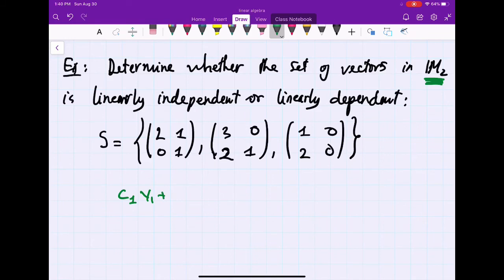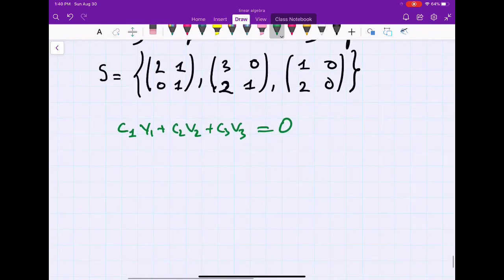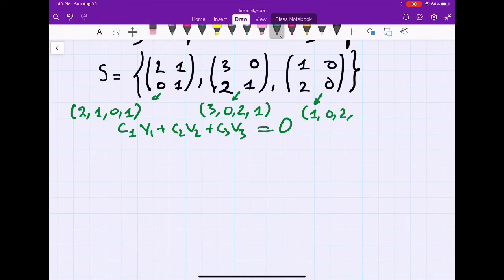C1 V1 plus C2 V2 plus C3 V3 equal to 0, right? Or you can write the system, but as I mentioned in the previous video, we might convert these matrices into vectors. Does that make sense? So for this one, I have 2 1 0 and 1. This guy is 3 0 2 and 1, and this guy is 1 0 2 and 0.